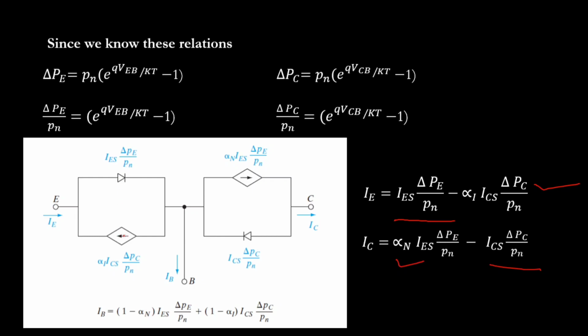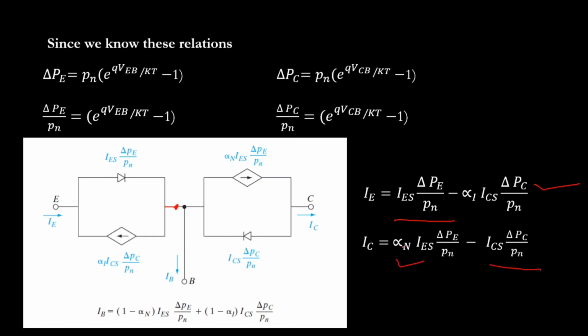Opposite to that, I have taken a positive here, and this will be minus, plus. Plus means the direction is opposite. So plus minus alpha I ICS delta PC by... So that is a common term I will get here. Here if I see, I will get this term. And IC is similar.